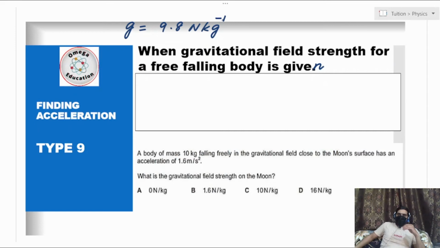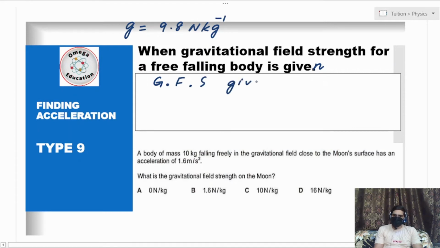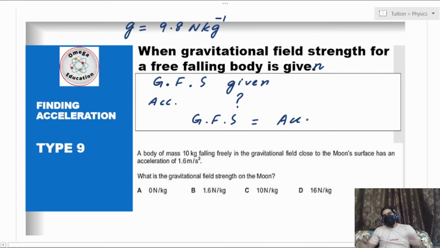Now, if they state the value of gravitational field strength in the statement, and they ask you what would be the value of acceleration, and let's say nothing else is given in the data, and they simply ask you what would be the value of gravitational acceleration or acceleration, the answer is whatever the value of gravitational field strength is, that would be the same as the value of acceleration.